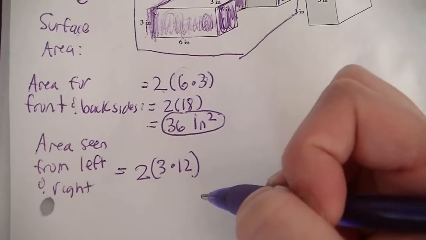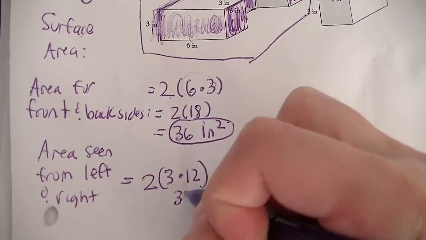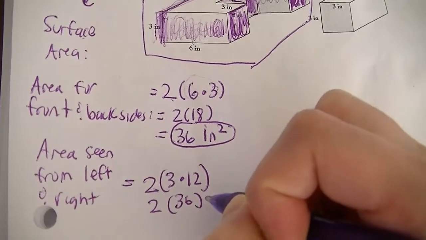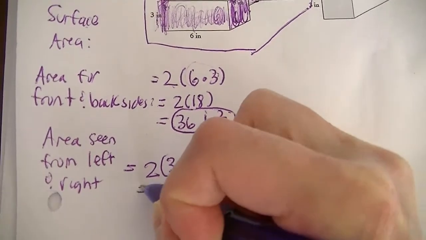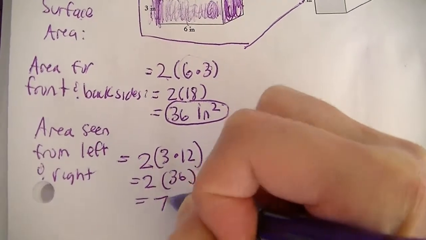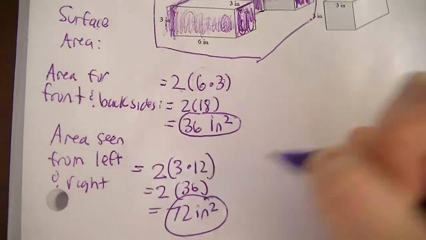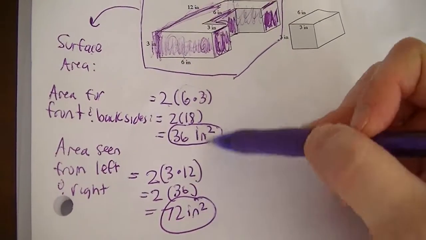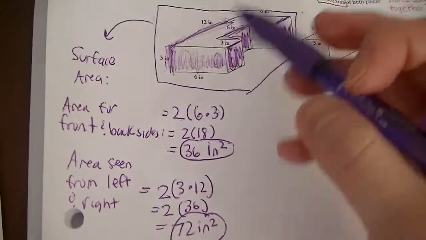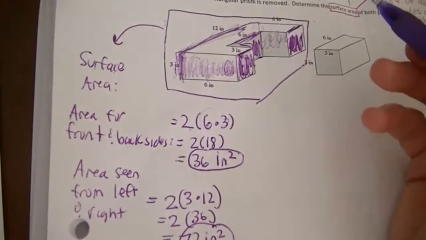So that would equal 3 times 12 is 36, and we're going to double it. So that would give me 72 inches squared, okay? So now I circled it because I know I got to add those areas at the very end to get the total surface area of this.